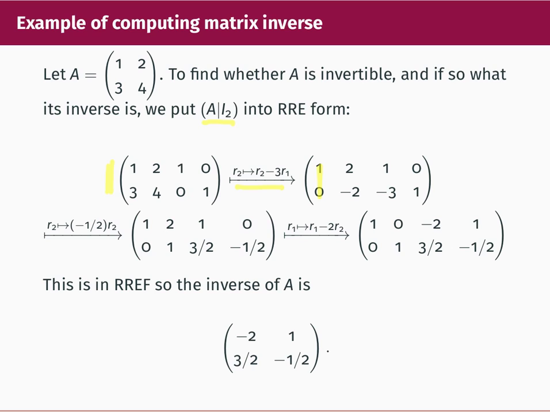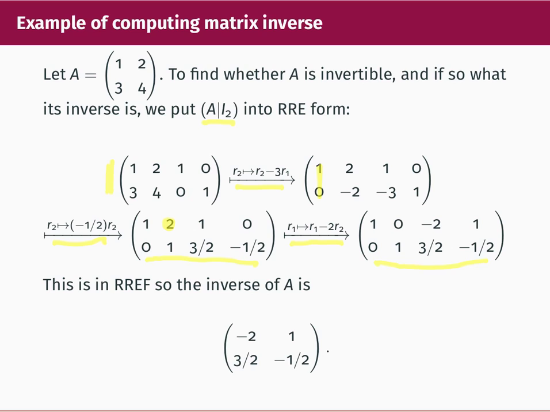The leading entry in row 2 is not 1, so we need to change the leading entry so that it's 1 by multiplying by minus a half. On doing that, the leading entry in row 2 is now equal to 1, but there is a non-zero entry in the same column as the leading entry in row 2. We need to eliminate that, which we can do by subtracting 2 times row 2 from row 1. Now we found a row reduced echelon form matrix.